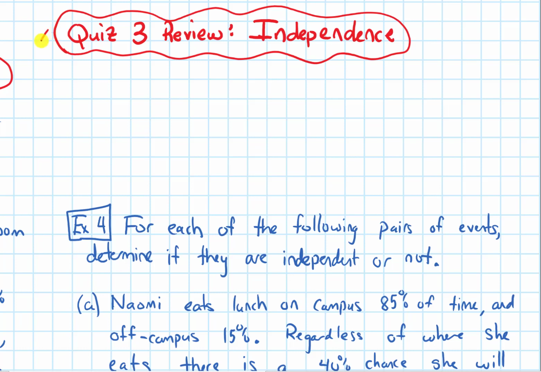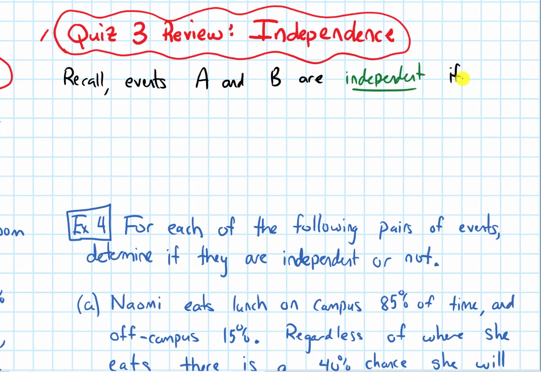In this video, we are continuing our quiz 3 review and talking about independence. So recall that events A and B are called independent if the probability of A intersected with B equals the probability of A times the probability of B. So this is the definition of two events being independent.